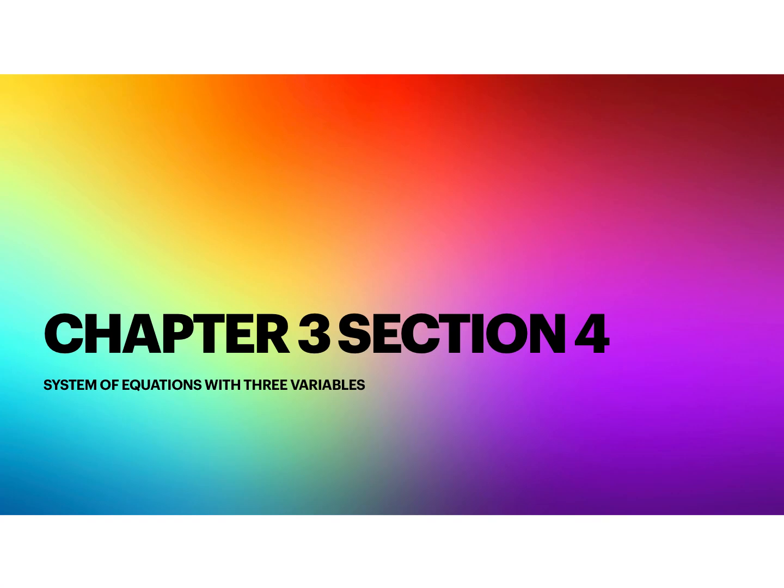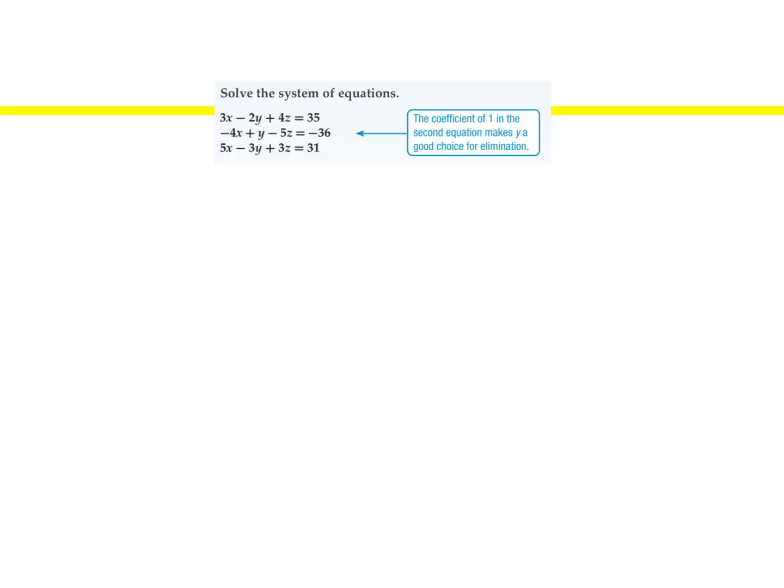Good morning. Today we're going over chapter 3, section 4, systems of equations with 3 variables. So how do we solve a system of equations with 3 variables? It's the exact same way we would solve with 2 variables. The only difference is that we will use a third equation. So we have to cancel more than one variable in order to solve this.